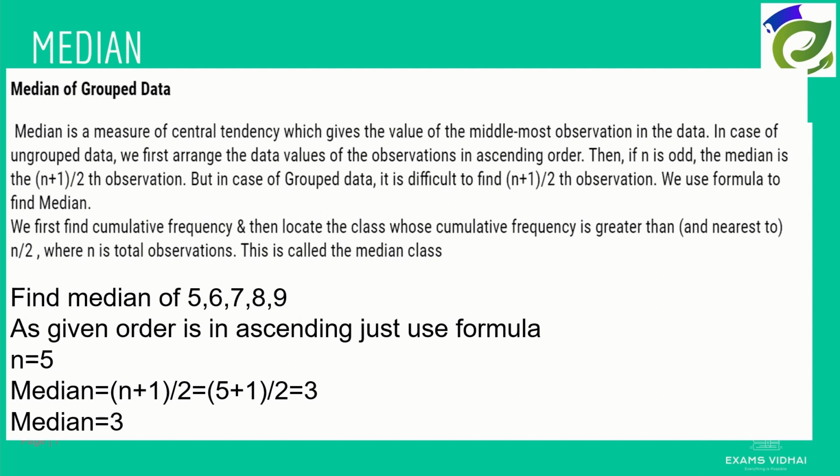We will take one example of the median. Find the median of 5, 6, 7, 8, 9. As the given order is ascending, we just use the formula. Here n equals 5, the total number of observations, and median equals (n plus 1) by 2. Here n is 5, so 5 plus 1 by 2 equals 3. Therefore the median equals 7.